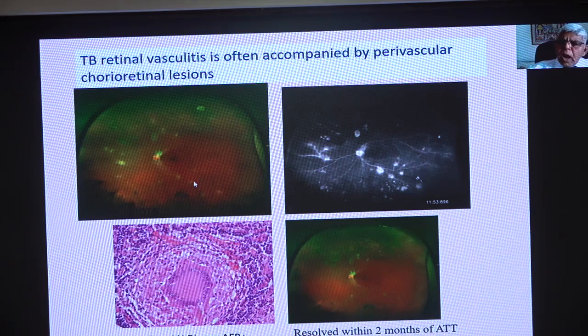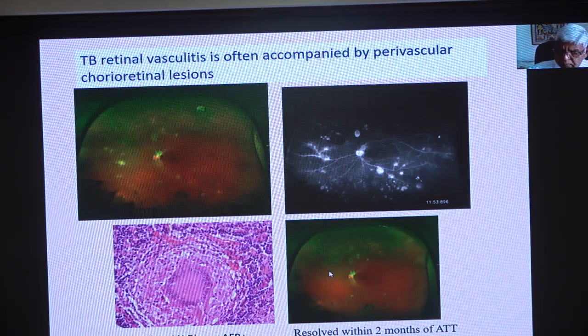So nearly half the patients of TB retinal vasculitis will have these active or healed chorioretinal lesions, small lesions along the retinal vessels. This patient we were interested to look at, and we found that one of his axillary nodes was accessible to lymph node biopsy, and we found a TB granuloma along with AFB positivity. This patient was put on the anti-TB drug, 4-drug therapy, which is standard care, and these lesions resolved within a matter of 2 months.